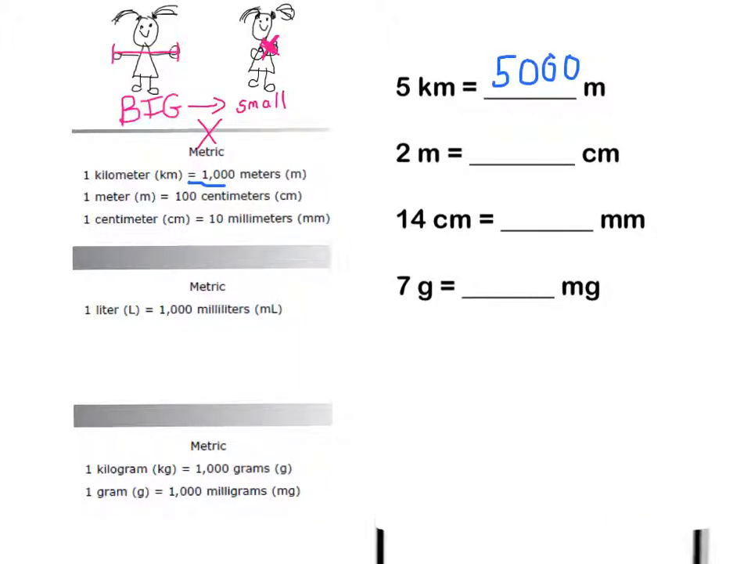The next problem, we are going to be converting 2 meters into centimeters. So if you look over here at your chart, you see that 1 meter will equal 100 centimeters. So again, thinking from big to small, you're going to be multiplying. So we will do your 2, and we will multiply by 100, which would equal 200.